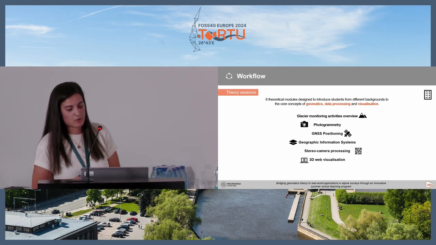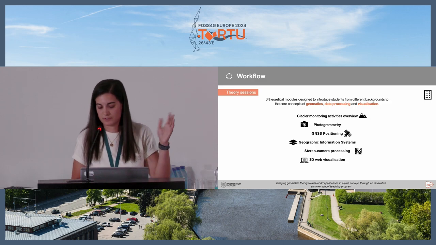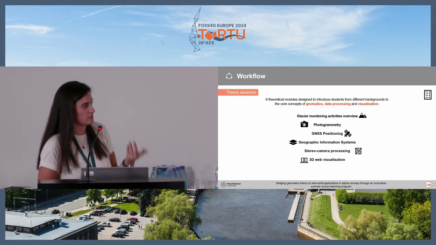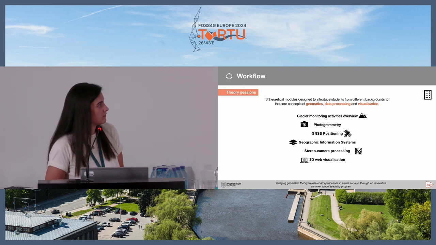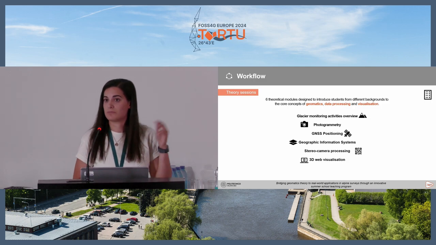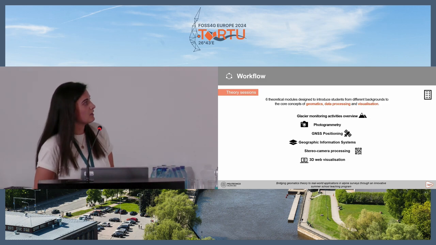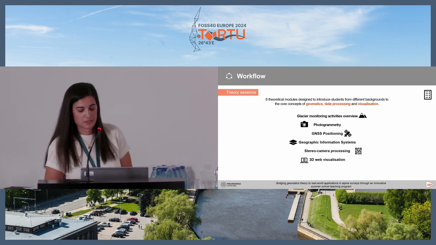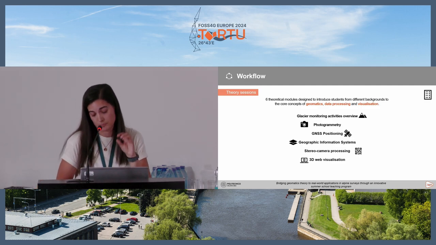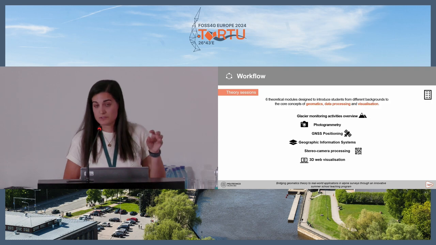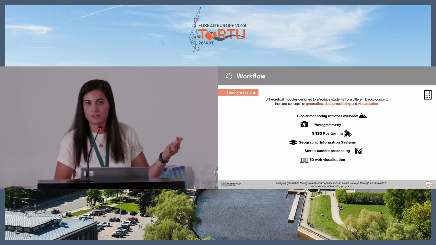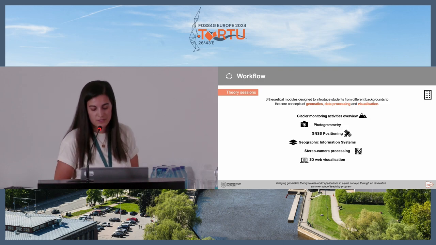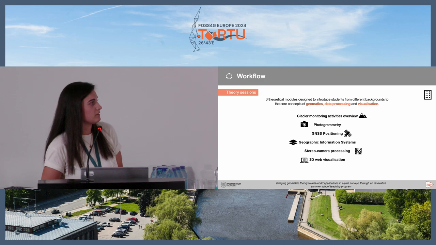Then there is a photogrammetry module dedicated to the core idea of photogrammetry, how it works, how you can 3D reconstruct an object, then GNSS positioning with the basics of point measurement on the glacier, and then GIS with an introduction to QGIS in particular, as well as to the main concepts of GIS. Then some focus also on our fixed camera device we have on the glacier front, the picture you saw before in the video, with an idea on how to process the data that are released openly, as we will see later, and how to process this stereo camera data with some openly accessible Python toolkit.